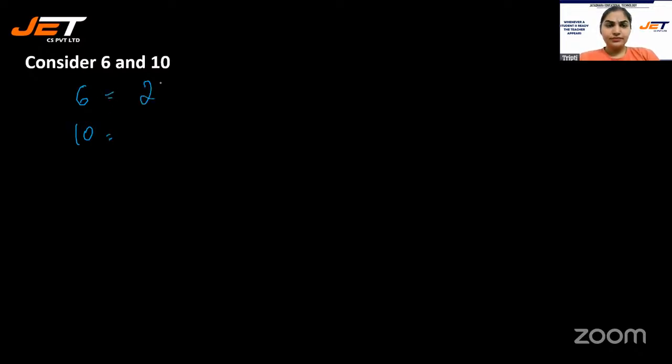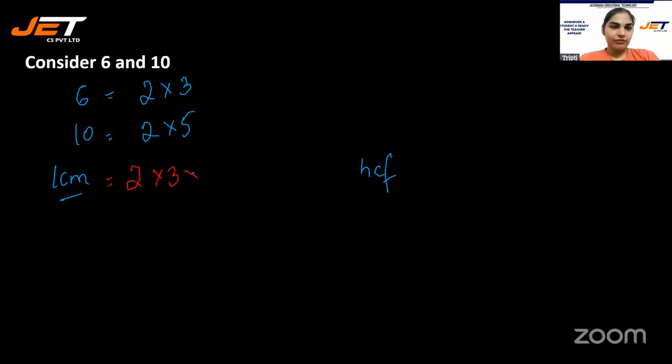Let's do this. 2 times 3 is 6. 2 times 5 is 10. Right? Now, let's see the LCM and HCF. So, 2 times 3 is 6. 2 times 5 is 10. For LCM, we take the maximum occurrences. Over here, 2, 3, 5. And HCF, I can just see 2. HCF is 2. 2 5s are 10. 10 3s are 30. 30 is the LCM.